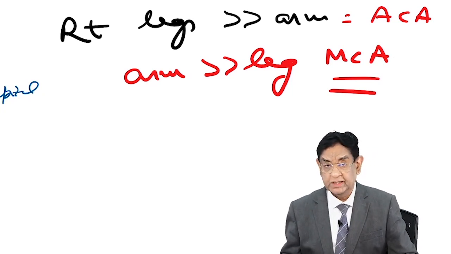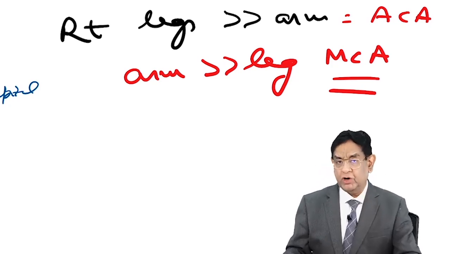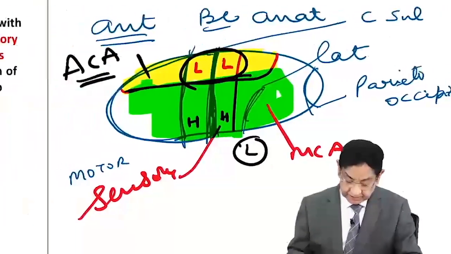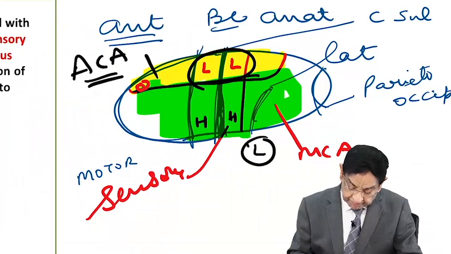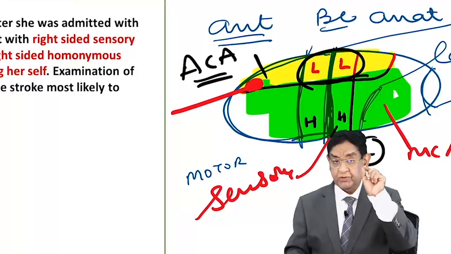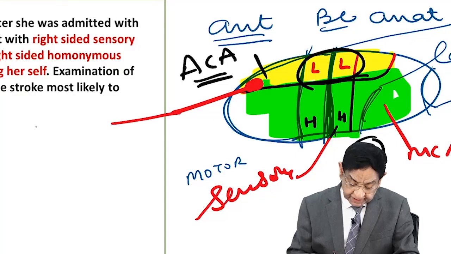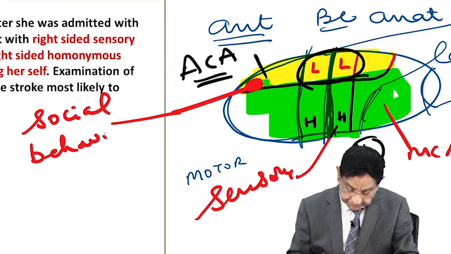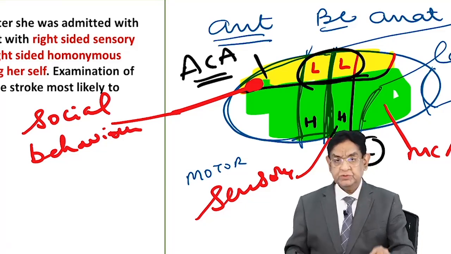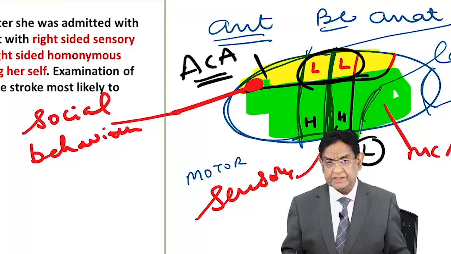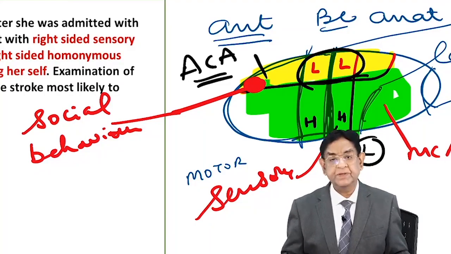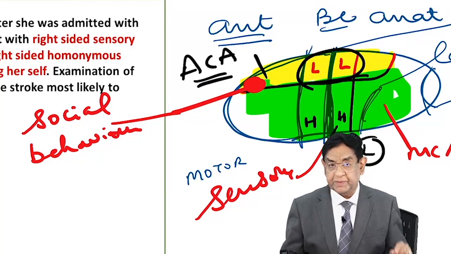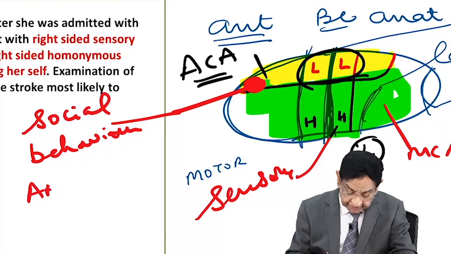Got it? Now, an extra point that you got to understand. Let's learn a little bit more. This part of the brain is a part of the frontal lobe. This part is the area for social behavior and personality. So when anterior cerebral artery involvement is there, this gets disturbed, and the patient has antisocial behavior.